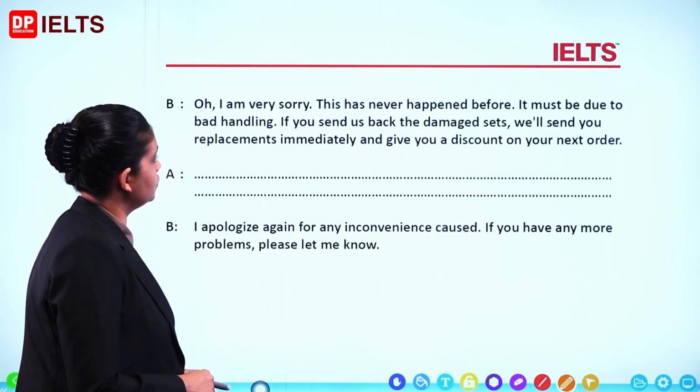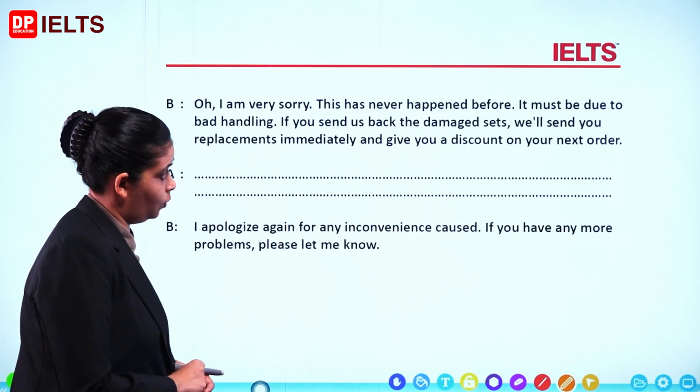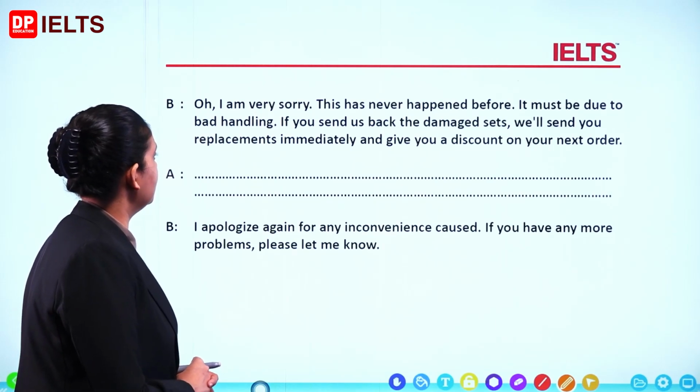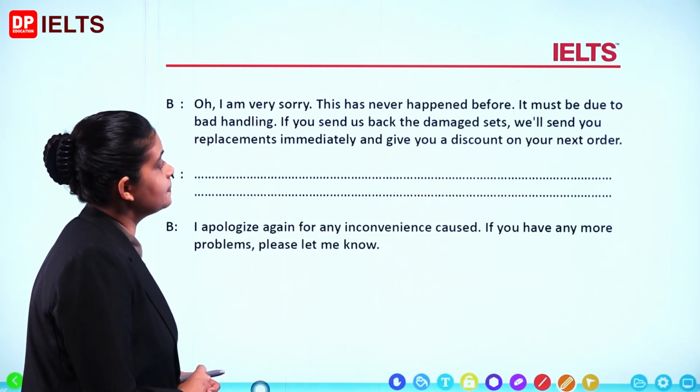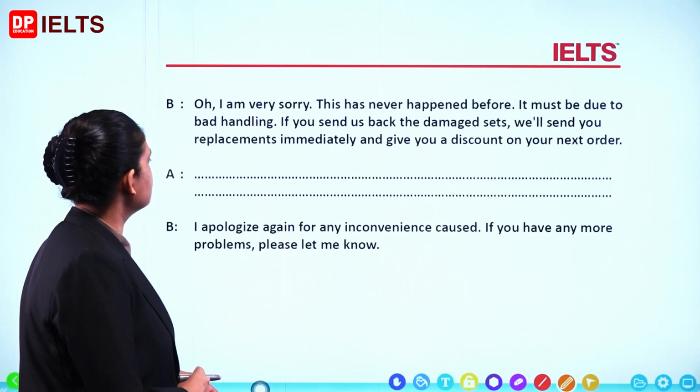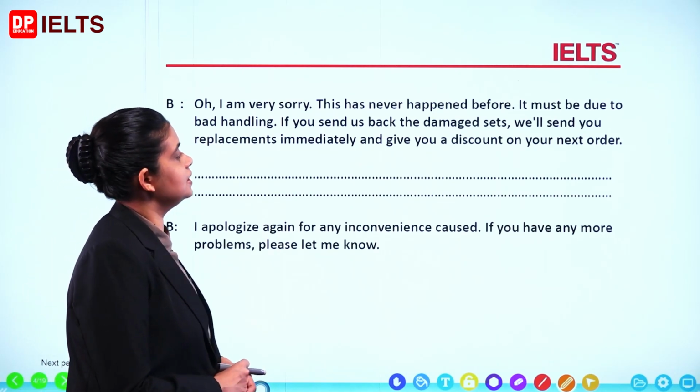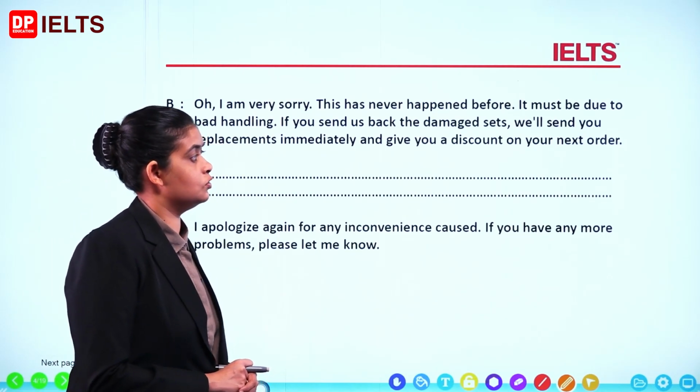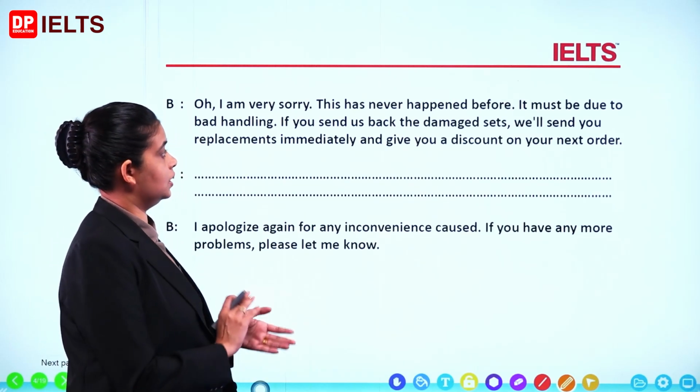Oh, I am very sorry. This has never happened before. It must be due to bad handling. If you send us back the damaged sets, we'll send you replacements immediately and give you a discount on your next order. ඉතින් මොකද කියන්නේ?